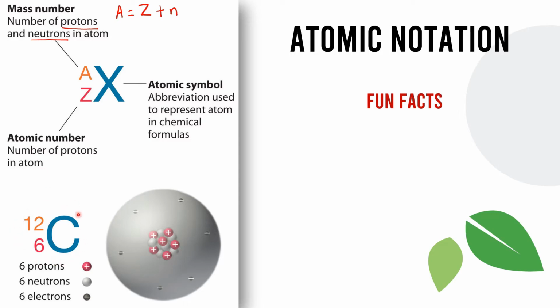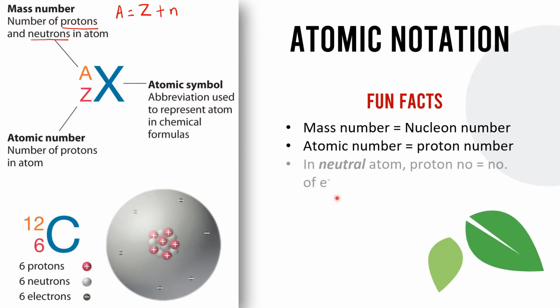This is an example of a carbon atom. C is the symbol of the carbon element or atom, 12 is the mass number, and 6 is the atomic number. So how can we get the 12? 12 is actually from the addition of 6 proton number and 6 neutron number. So 6 plus 6, you get 12 as the mass number, and the 6 over here belongs to the number of protons.